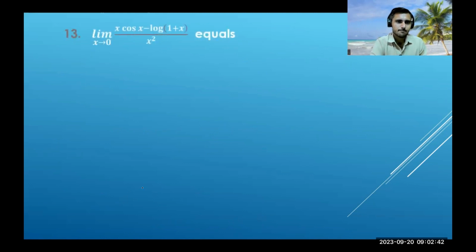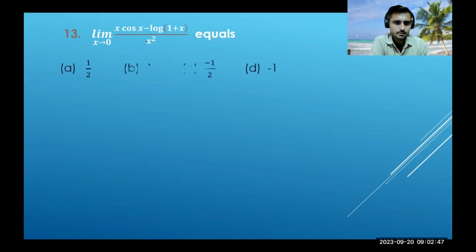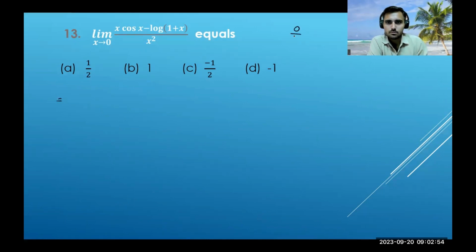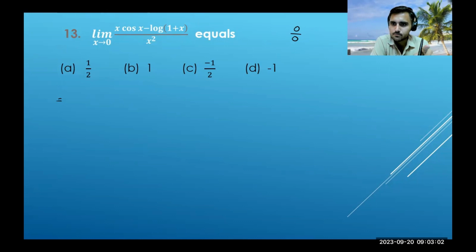Now question number 13. Question number 13, and these are the options. Again, I think we have a 0 upon 0 form, and it's just an indeterminate form. If we apply L'Hospital, it will become long, right? Because we have x square in the denominator. If we want to remove x square, we'll have to differentiate this expression twice.